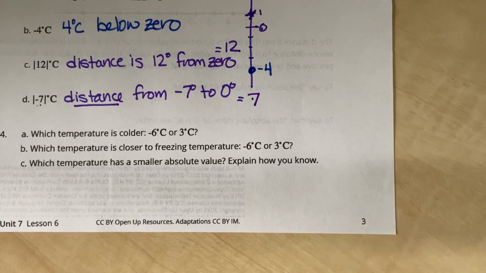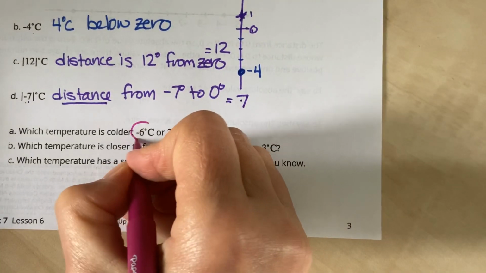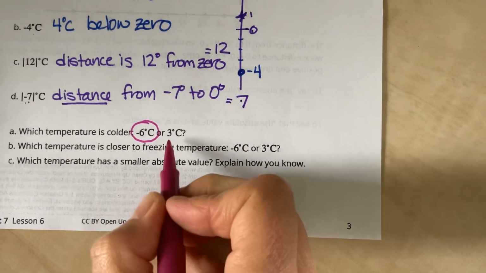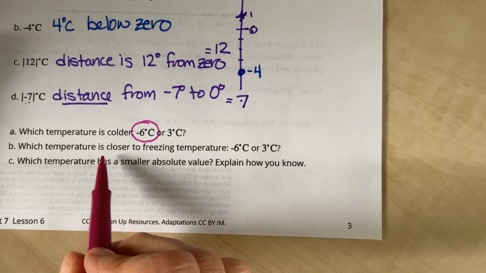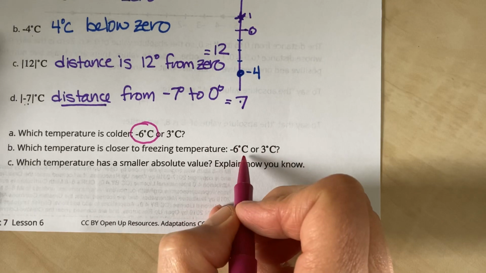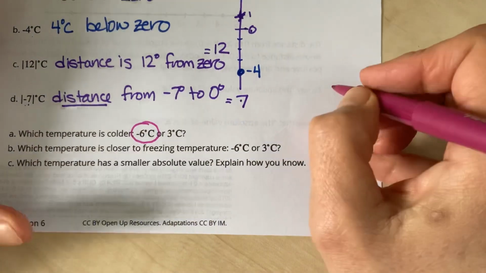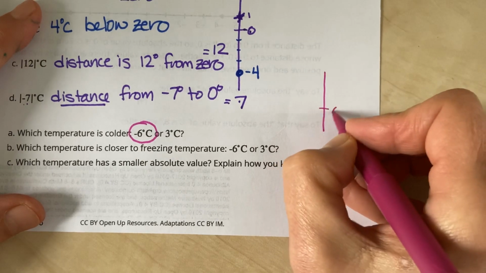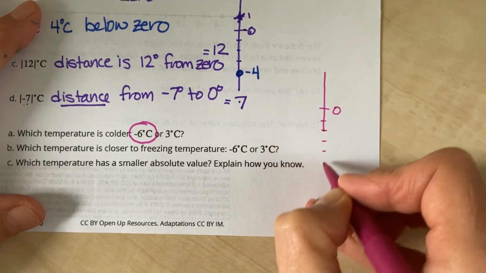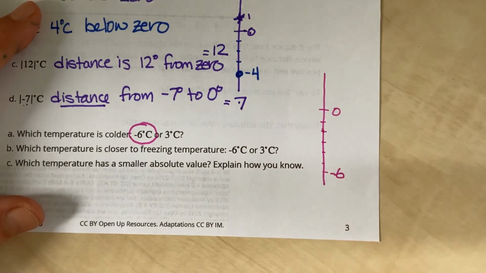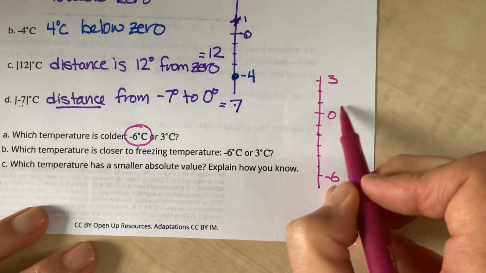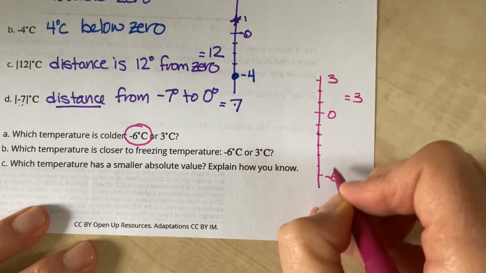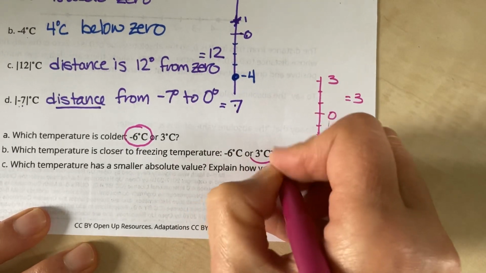All right, number 4. Which temperature is colder, negative 6 degrees or 3 degrees? Well, negative 6 degrees because it's a negative. This is 3 degrees above freezing. This is 6 degrees below freezing. Which temperature is closer to freezing, negative 6 degrees or 3 degrees? Again, if you think about it, which is closer to 0? Here's 0. This would be 1, 2, 3, 4, 5, 6, need a longer line. This would be negative 6. 1, 2, 3. This would be positive 3. The distance from here to here is 3. The distance from here to here is 6. 3 degrees is closer to 0.